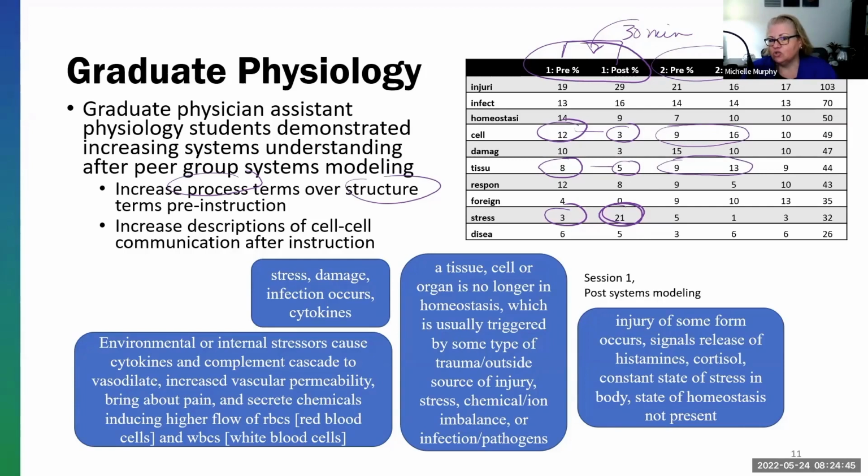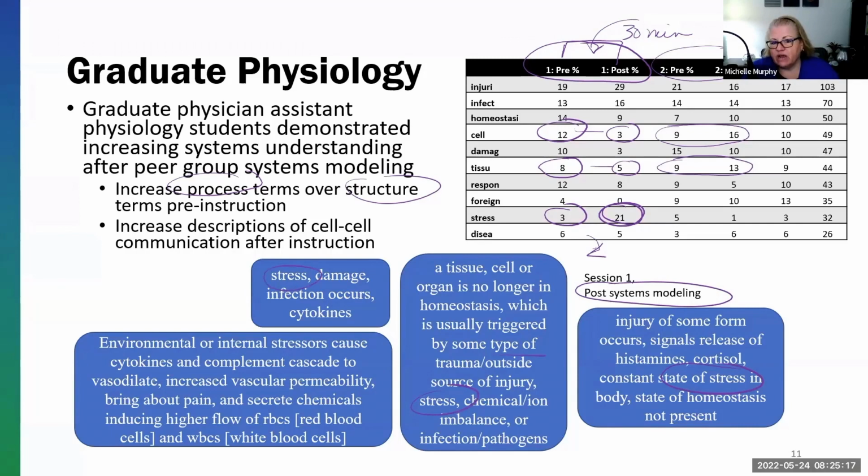So they talk about cells communicate by this. To look at that distinction, we really need to look at what they said. And looking back at this first study again, oops, I hit my pen, so hopefully that doesn't mess that up. They talk about stress after systems modeling. They talk about stress as a process, constant state of stress. The cell is under some type of stress, process. Stress, this was more of a noun, but process.